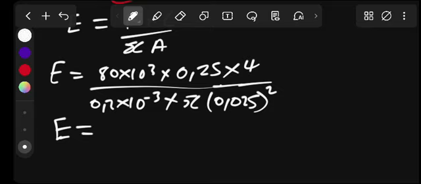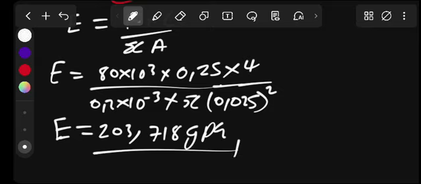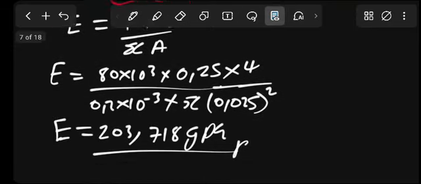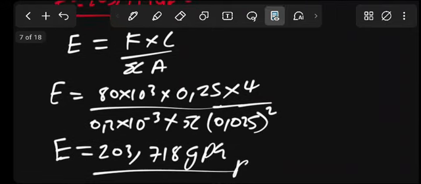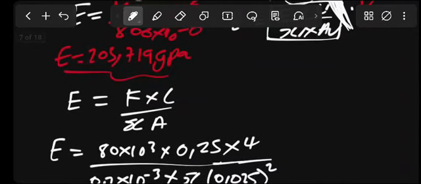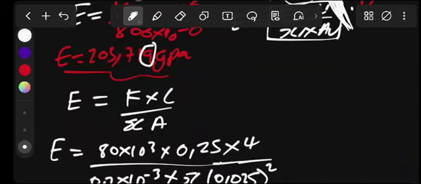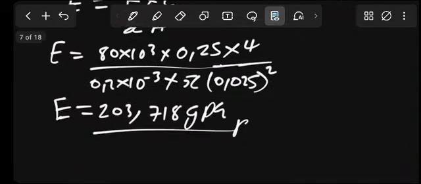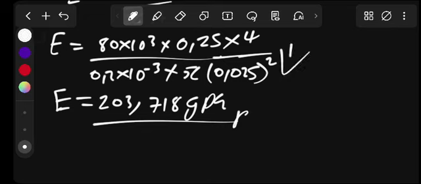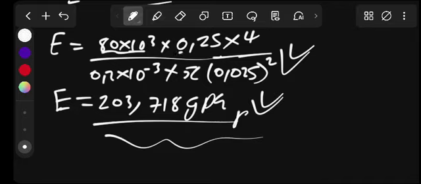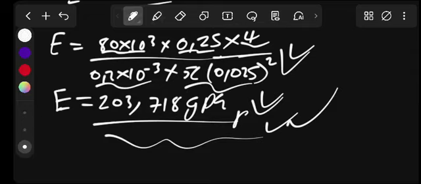Here I got 203,718 gigapascal. Let's check what do we have. You see the difference is slightly, you see that one is 0.9 here due to rounding off, but because here everything was given, this is the most accurate because we've given this from originally. There's nothing we've calculated, this we given, so this one is the most accurate one.